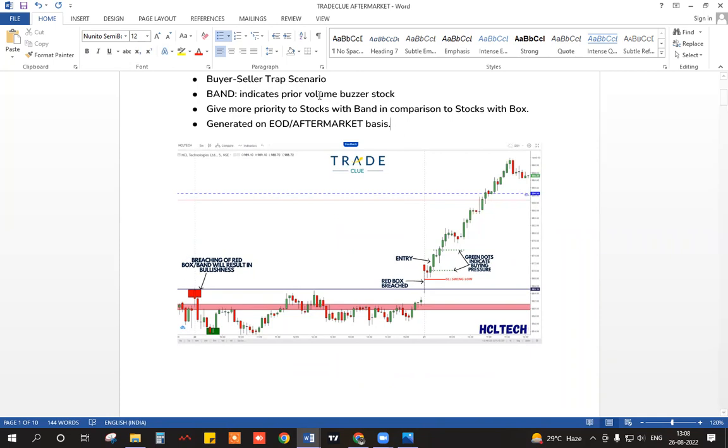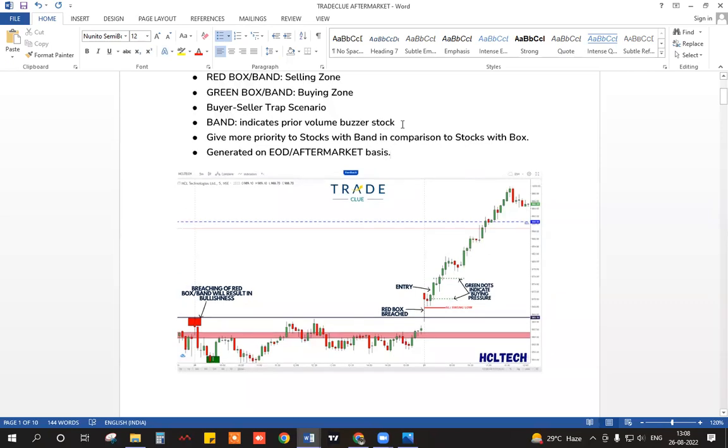So once the bands are breached, we are not interested in the stock until the bands are no longer breached, that is, until closing is not done above or below that band. It will be there in your system on your TradeClue charts basically.